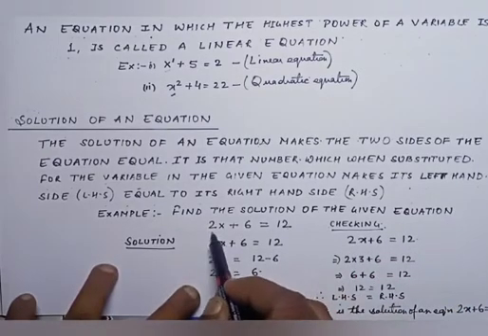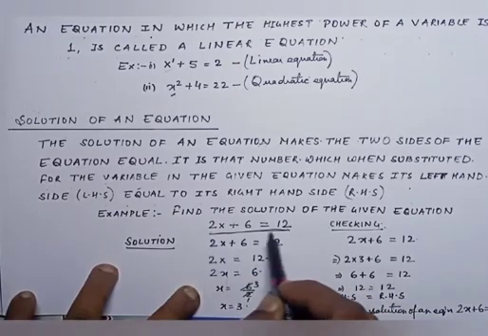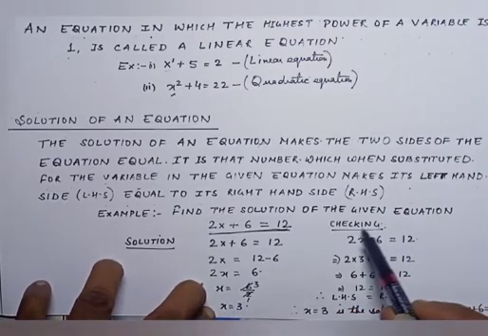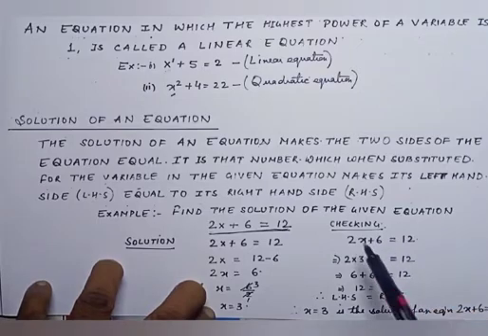In the above equation, if we find the value of x and put that value of x in the original equation, and after putting the value of x, if both LHS and RHS come out equal, then we can say that x is equal to 3 is the solution of the equation 2x plus 6 is equal to 12.